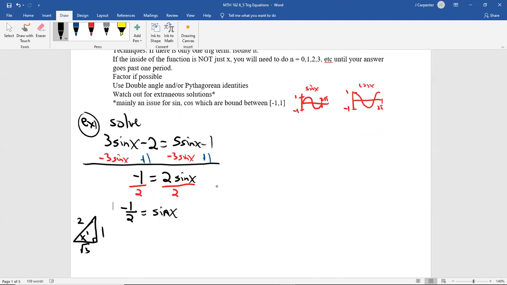but we prefer our answers with this stuff in radians. 30 degrees is pi over 6. So that says x prime is pi over 6. Again, yes, it is 30 degrees, but we're going to stick to radians for this stuff.